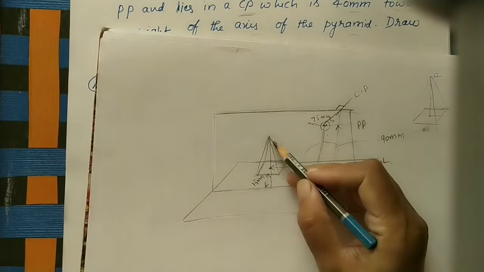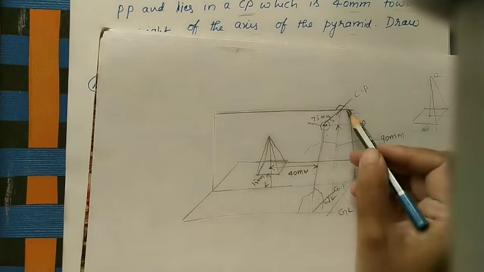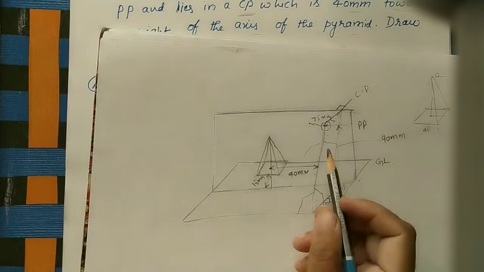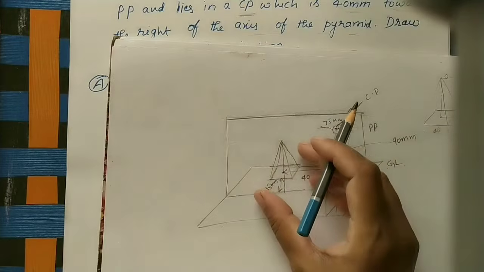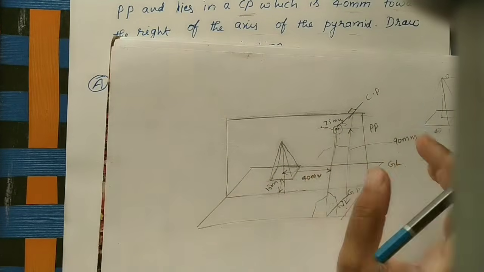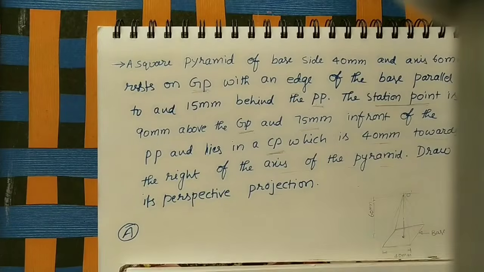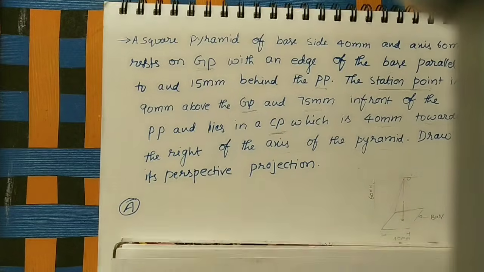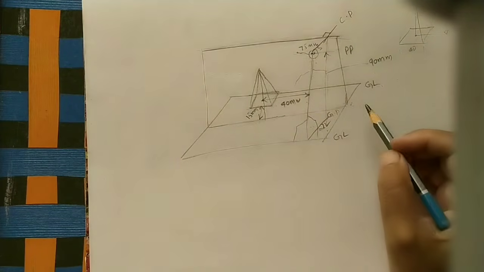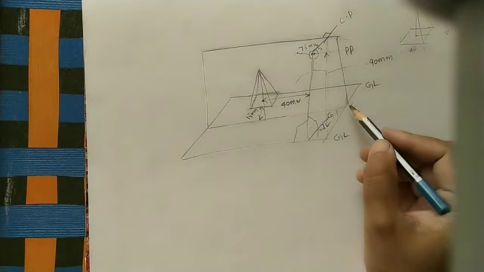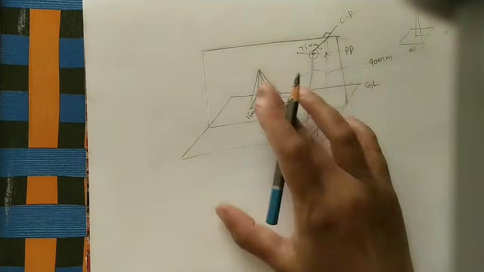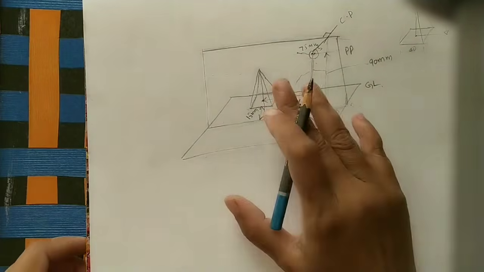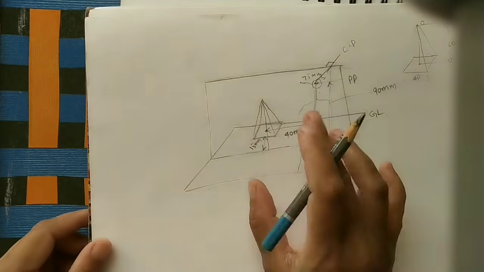So the observer is watching this pyramid through this PP because it is transparent. He can see this pyramid. Whatever image is coming is a perspective projection. We need to draw its perspective projection. Here three planes are coming: ground plane, picture plane, and center plane. The position of this pyramid is given in this question. For doing this, initially we have to do the top view.